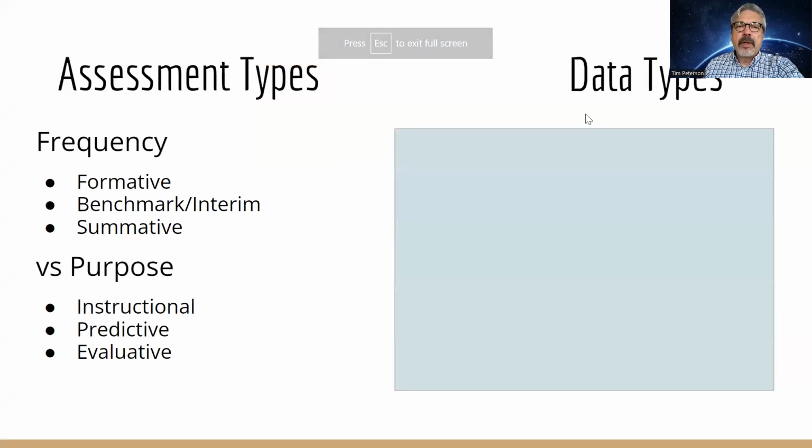Leading and trailing data. There are different kinds of assessments. For instance, we can talk about the frequency of assessments versus the purpose. Formative, benchmark, summative have different time frames in which they're actually implemented. The purpose also varies, whether it's instructional, predictive, for instance predicting how some student will do on another assessment, or evaluative. So there are different types of assessments, and we can categorize them by frequency and purpose.